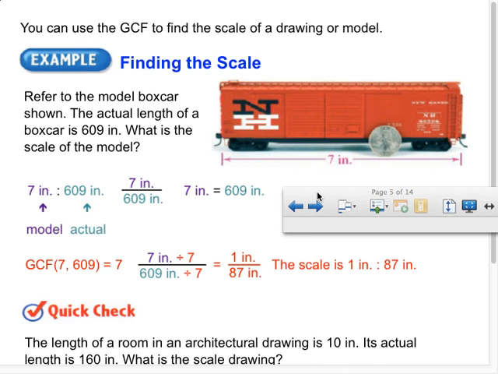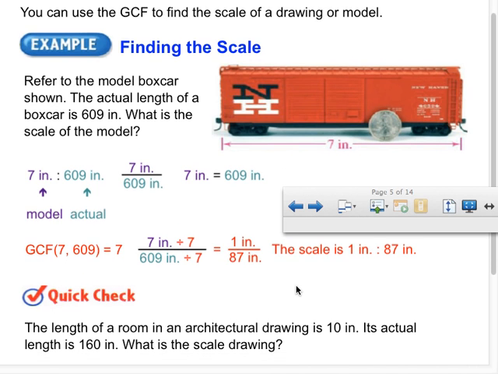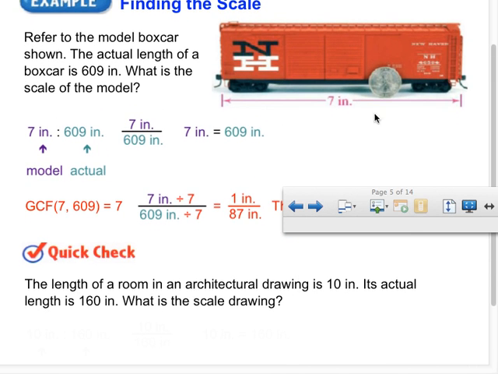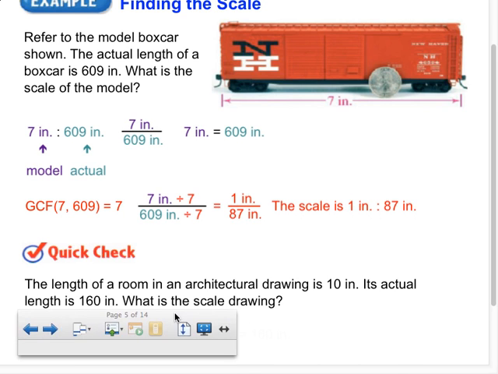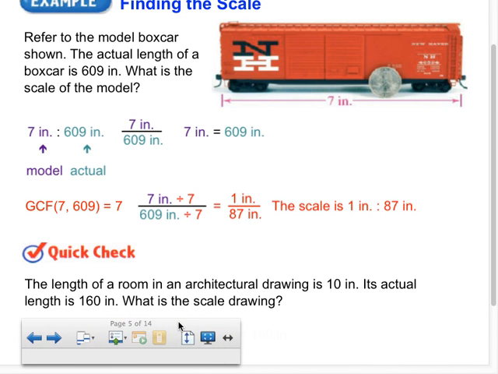So that's the answer. So when I divide the numerator and the denominator by 7, I get 1 inch for every 87 inches. That's the scale. The scale is 1 inch to 87 inches. Okay? All right. Now, this relates very nicely to your portfolio project.